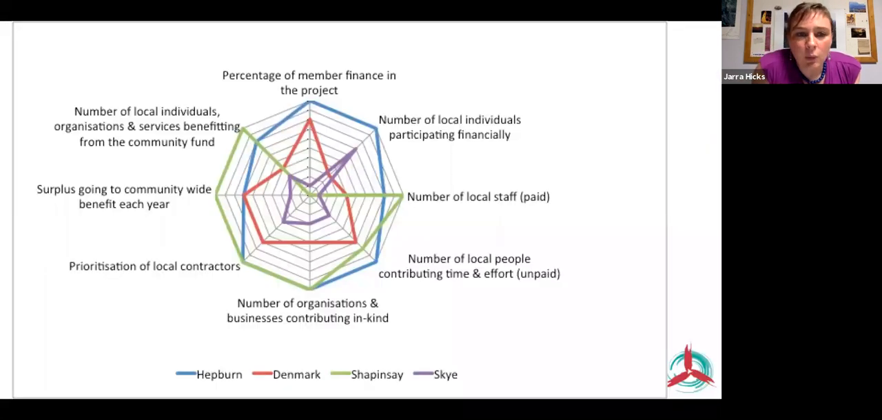So in terms of looking at our web, you can see here we're looking at 5 o'clock. So the number of local people contributing time and effort, unpaid, so voluntary contributions. And the next one along at 6 o'clock, the number of organisations and businesses contributing in kind. So the footprint for those indicators being larger where there's been more people and more organisations contributing voluntary and in-kind contributions to the project.